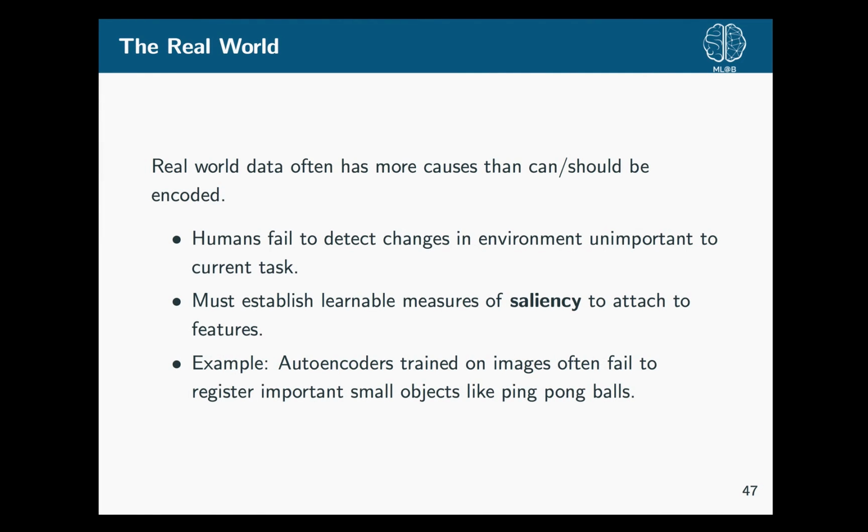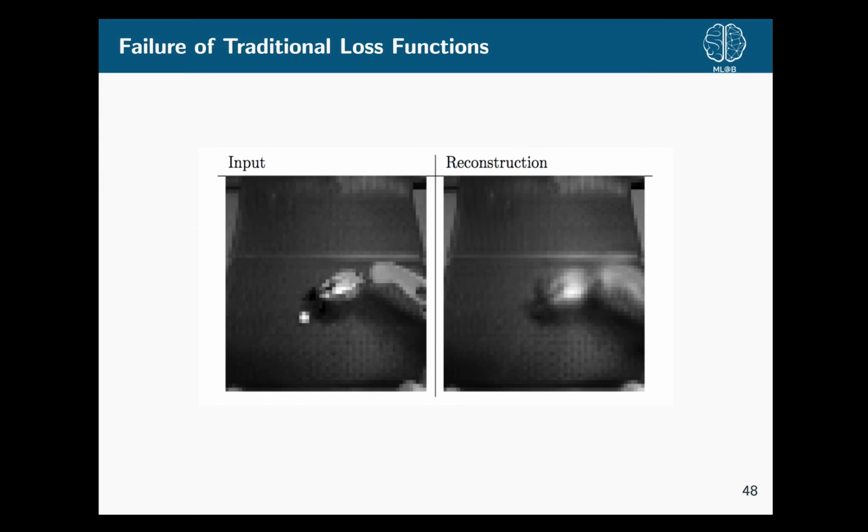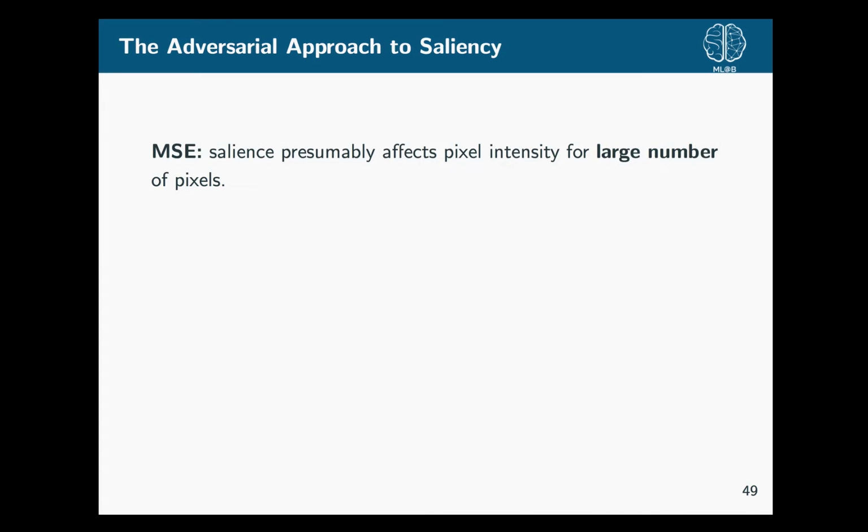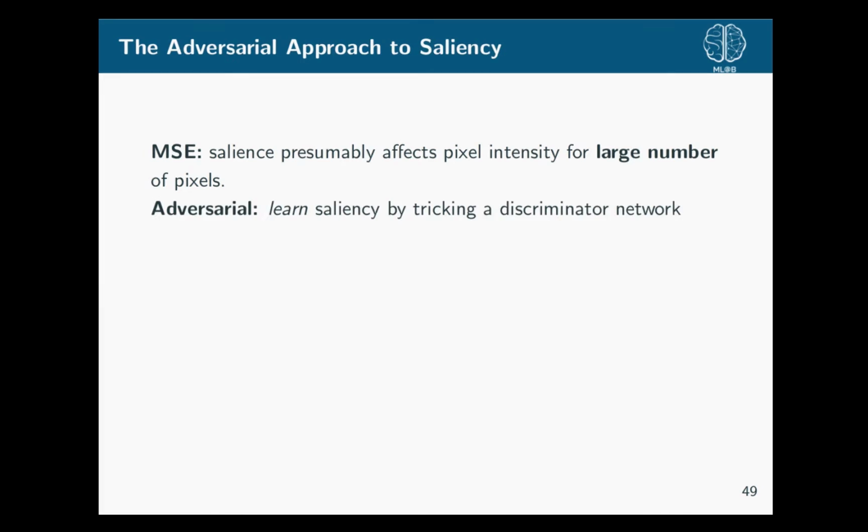An example would be that autoencoders fail to reconstruct small objects which are still salient, like ping pong balls. I think this is a robotic arm with a ping pong ball and just very low res images. When you reconstruct it, because the ping pong ball is so small, it fails to reconstruct it, even though it's very salient, right? The problem is that we've been using mean squared error, and mean squared error works under the assumption that salient things exist in a large number of pixels, and you want to be able to capture all of those. So under mean squared error, you can sort of forgive that you didn't pick up that ping pong ball because it's a difference in a small number of pixels.